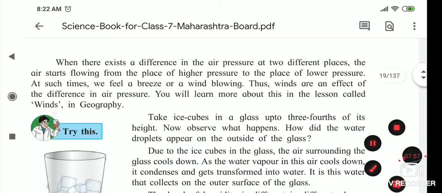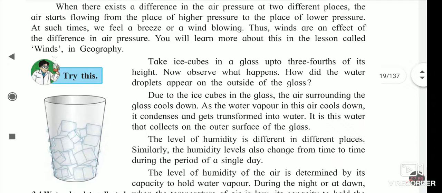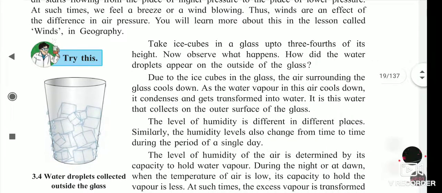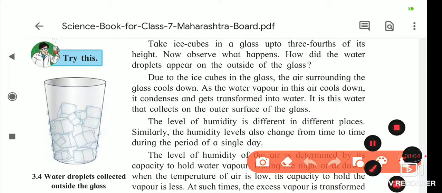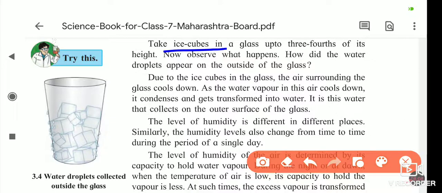You will learn more about this in the lesson called Winds in geography. Now one more activity is given. Take some ice cubes in a glass. In the picture, they have shown the glass filled up to 3/4 of its height, and we have to put ice in it. Now observe what happens.